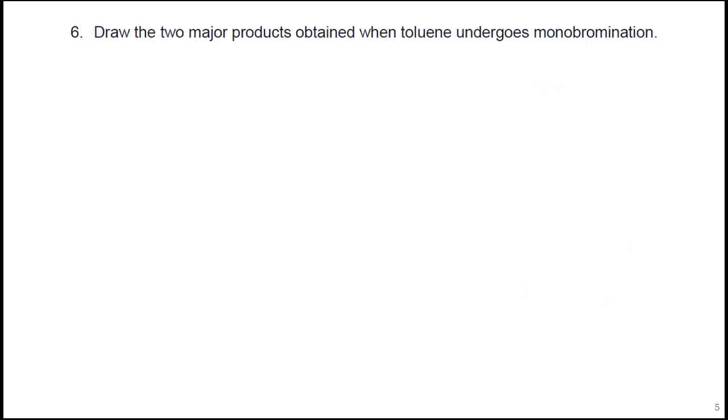Okay, here we're looking at toluene and monobromination. So if we have toluene, that is benzene with a methyl group, I'm going to add Br2 and FeBr3. A methyl group is the same as an alkyl group. That is an activator, and that activator is an ortho-para director. So we should see a product where we have the ortho product, and we'll also see the para product.